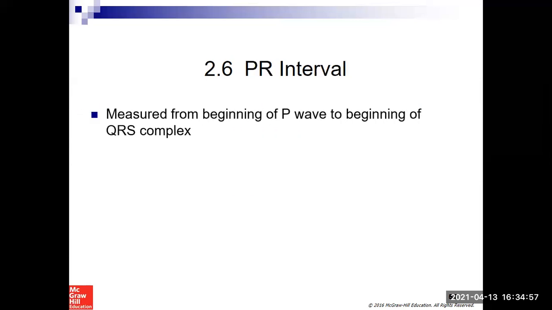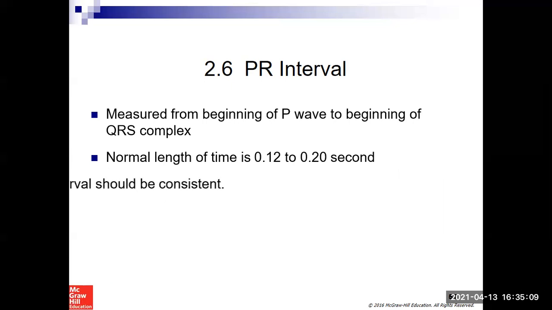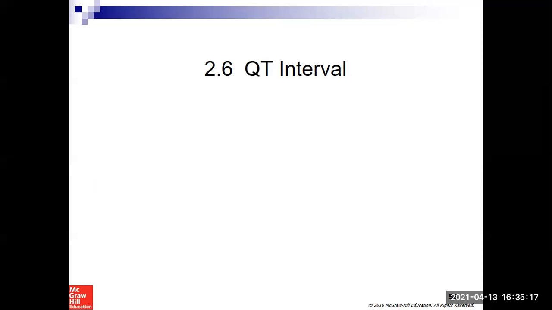Your PR interval is measured from the beginning of the P wave to the beginning of your QRS complex. Normal length of time is 0.12 to 0.2 seconds. The interval should be consistent throughout the waveforms, throughout the reading.